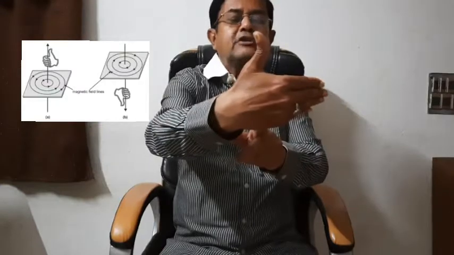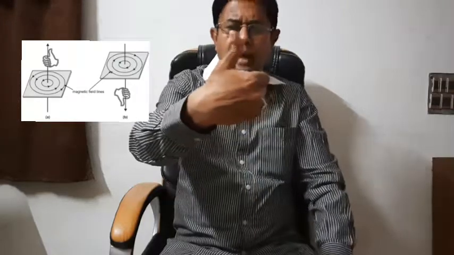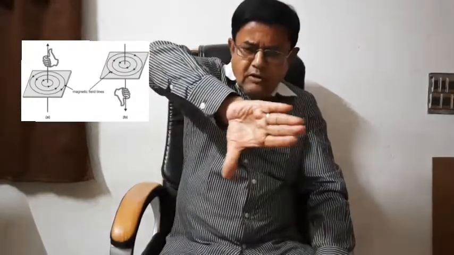In 1820, Oersted observed that when current passes through a conductor, a magnetic field is produced around the wire. The direction was observed by the right hand thumb rule. Suppose it is the right hand: the thumb points along the current, and the direction in which the fingers turn is the direction of the magnetic field around the wire.